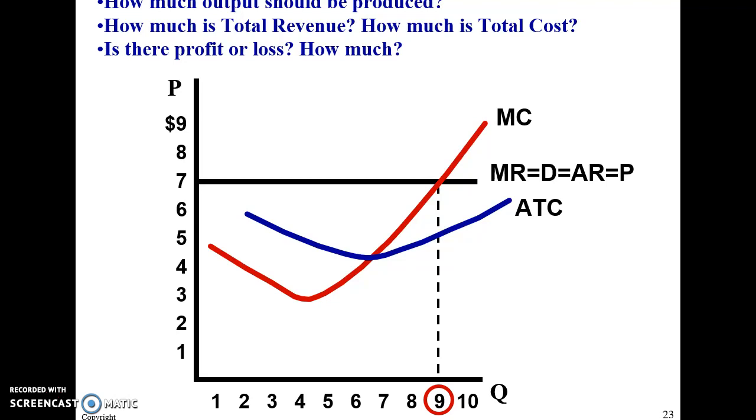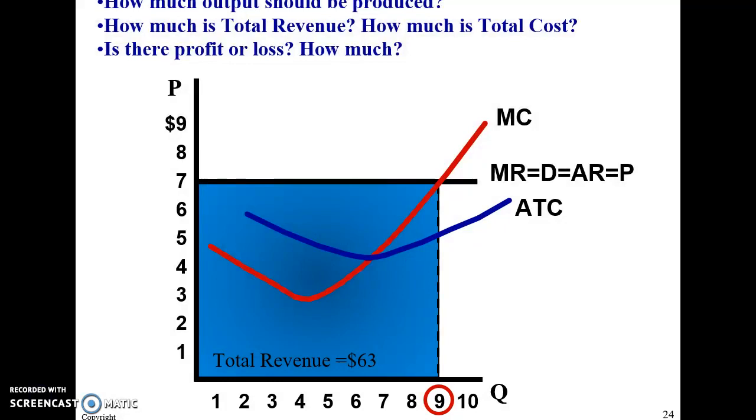So total revenue can be found by the area under that demand curve up to the point of 9. So it's that rectangle. If you were to look at the area of that rectangle, it's length times width, so 7 times 9 is 63. So that's the revenue to the firm.